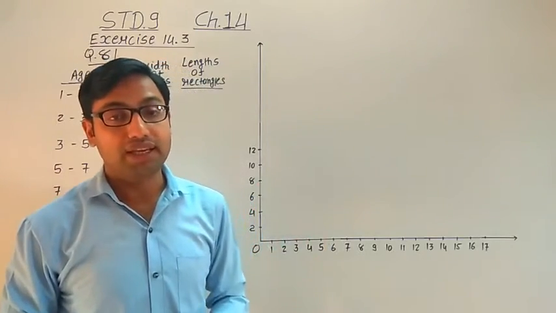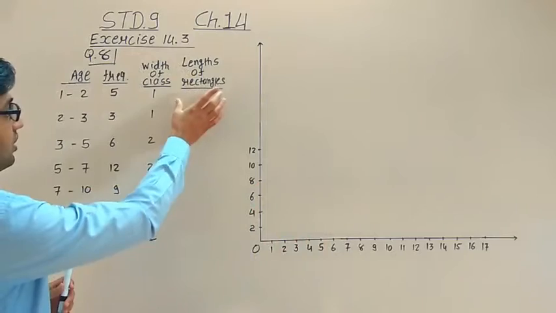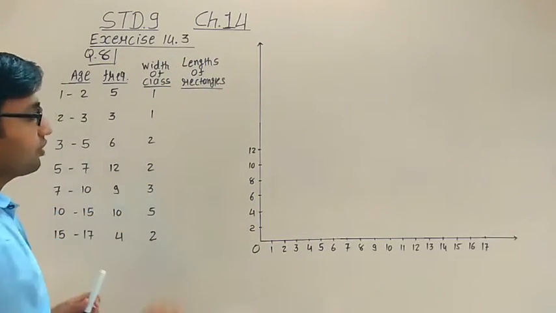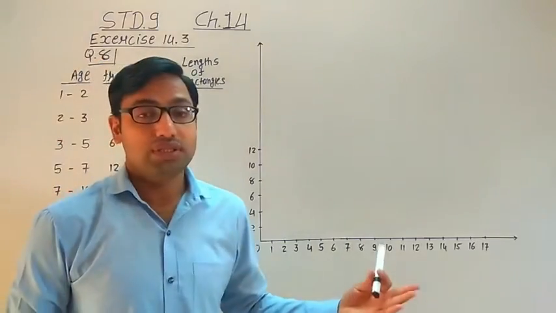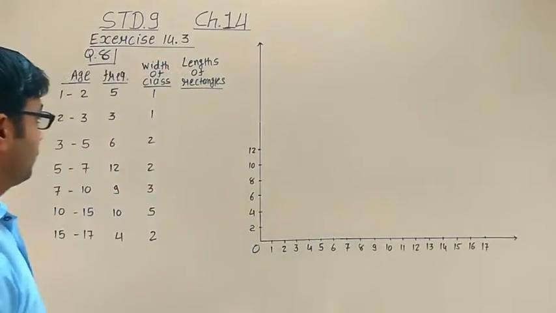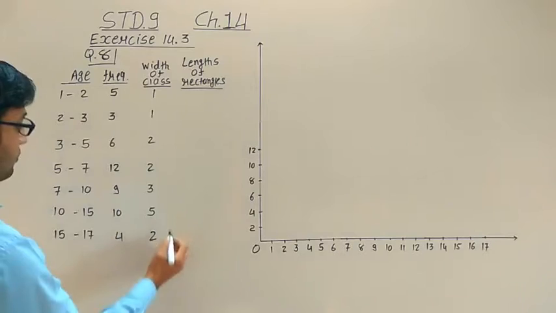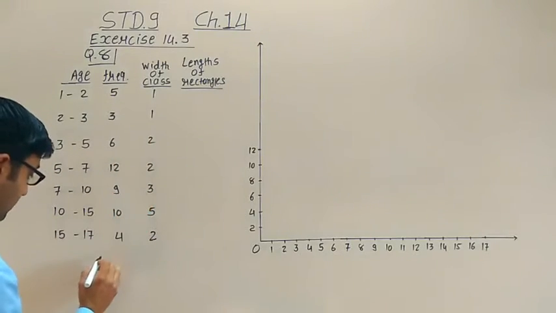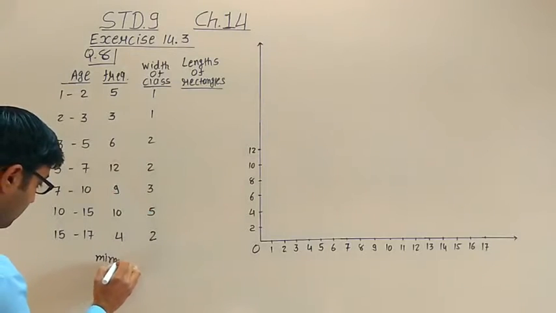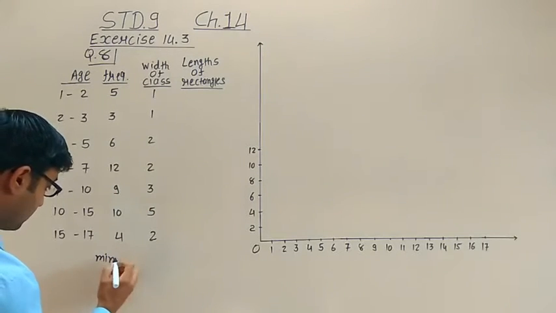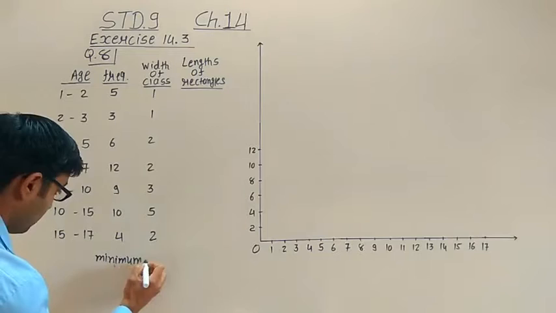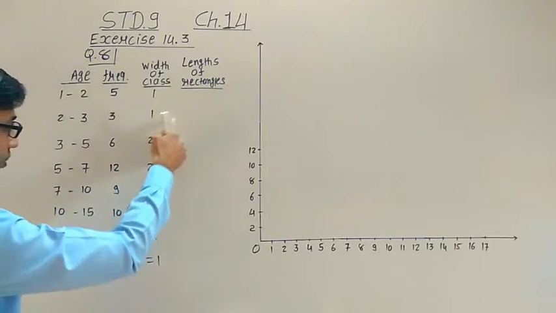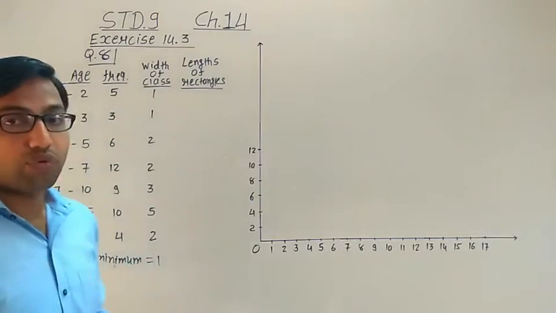To make it correct, we have to change the length of the rectangles. That is why we have to add this new column here, the length of the rectangles. So how to do this? There is a method. First of all, from the widths of the classes, we have to find the minimum class width. Out of all these widths, the minimum width is 1.